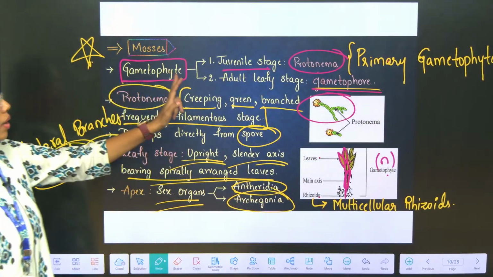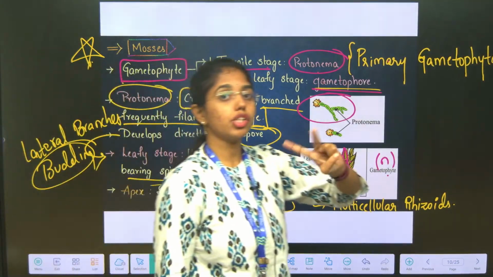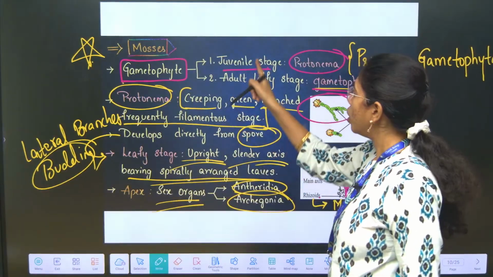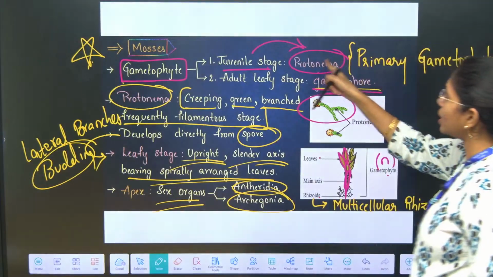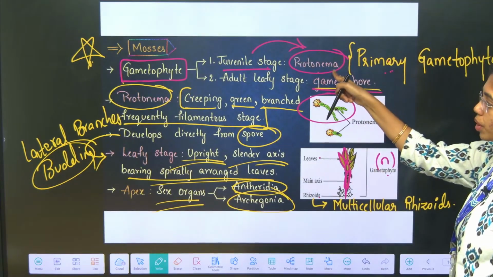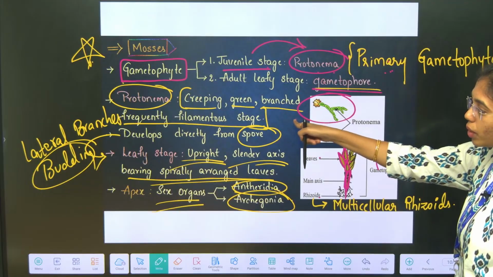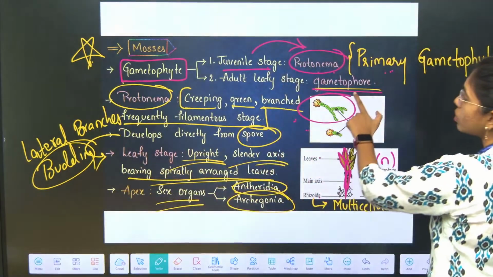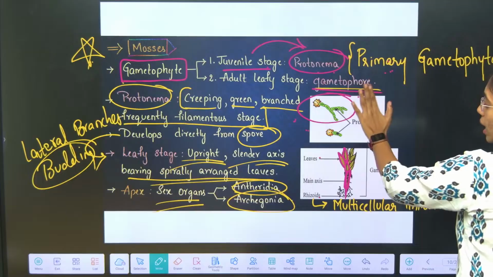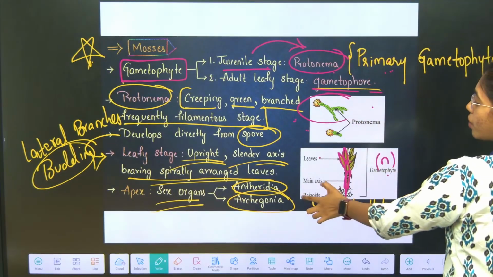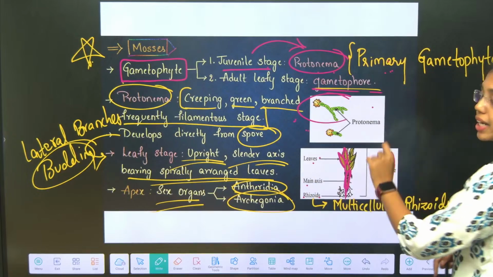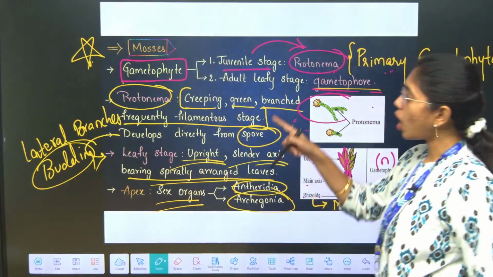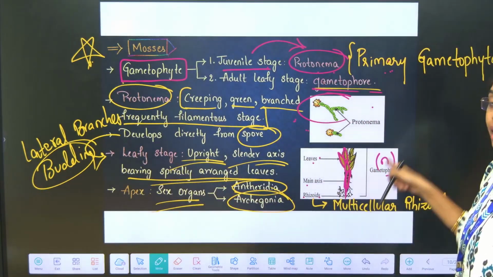So, in mosses you have gametophytic structures in two stages. One is the juvenile stage and the second is the adult leafy stage. The juvenile stage is the primary gametophytic structure, that is protonema, which is creeping, green, branched, frequently filamentous. This undergoes lateral branching, which produces the leafy gametophytic stage, that is gametophore. The leafy gametophytic stage has rhizoids, main axis and leaves, whose ploidy is haploid. Rhizoids of liverworts are unicellular, rhizoids of mosses are multicellular. Till here it is clear, ma?